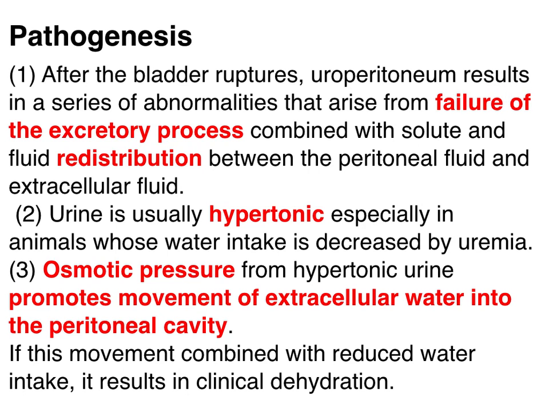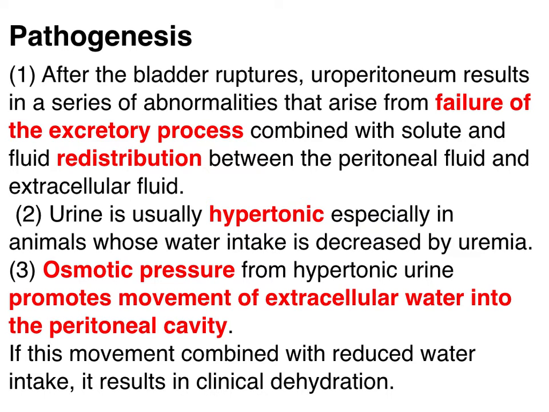أما بالنسبة للباثوجينيسيس: after the bladder ruptures, uroperitoneum results، يحدث لنا ما تسمى باليوروبريتونيوم وهي تجمع البول في التجويف البريتوني. It results in a series of abnormalities that arise from failure of the excretory process combined with salt and fluid redistribution between the peritoneal fluid and extracellular fluid. Urine is usually hypertonic, especially in animals whose water intake is decreased by uremia.